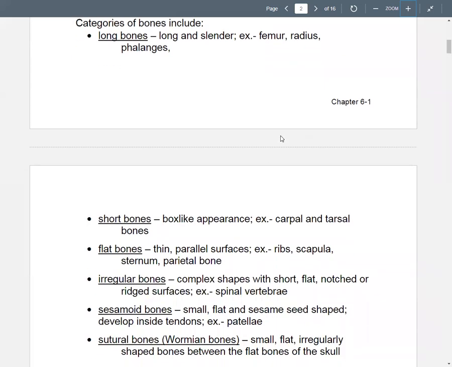We break them up into different categories. So you have the long bones, as the name implies, they're long and slender. So things like your radius, your phalanges, and your fingers and toes, and your femur, those are long bones. You also have short bones, have more of a box-like appearance. So like the bones in your wrist and your ankle, your carpal and tarsal bones, those are short bones.